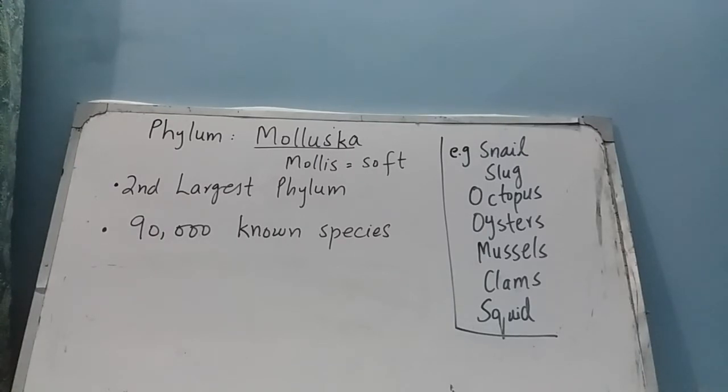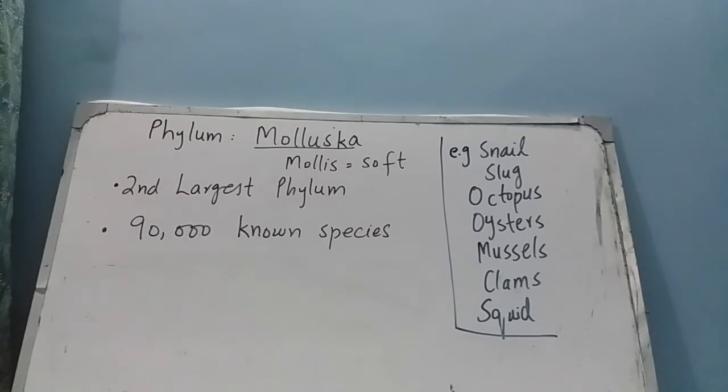Phylum Mollusca. In this video, I will discuss the diagnostic features of Phylum Mollusca. The word mollusca is derived from the Latin word mollis. Mollis means soft. So mollusca are basically the soft-bodied invertebrates, and it is one of the most diverse groups of animals, including snails, slugs, octopus, oysters, mussels, clams, and squids, etc.